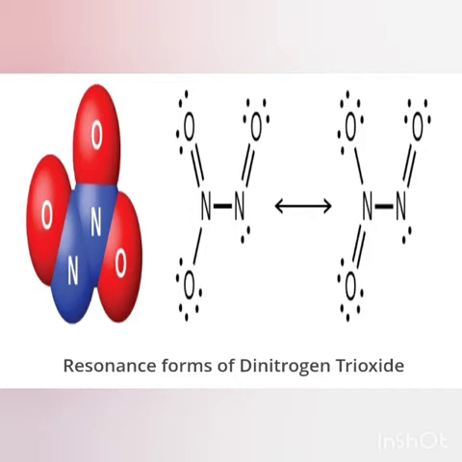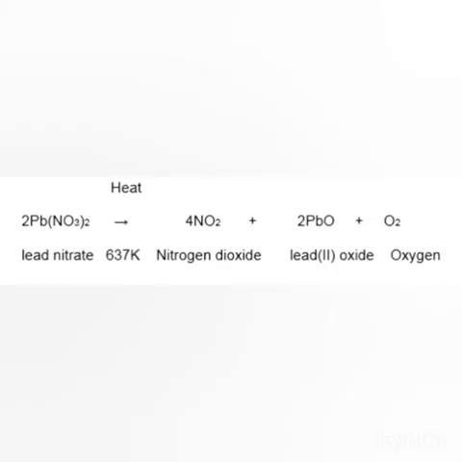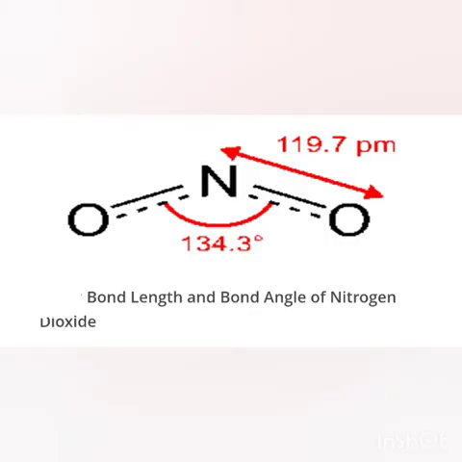Now we come to the next important oxide of nitrogen, which is nitrogen dioxide or NO2. You know students, NO2 can be prepared by heating lead nitrate at a temperature of about 673 Kelvin. You can see the reaction here for its preparation. Nitrogen dioxide is a gas that is brown in color.